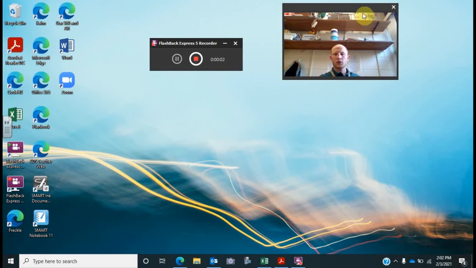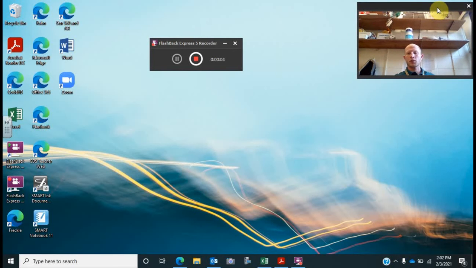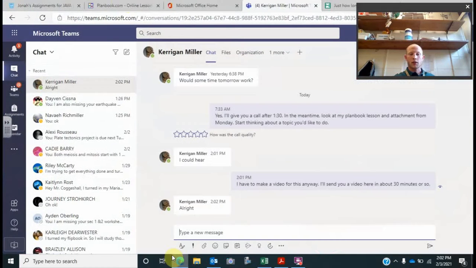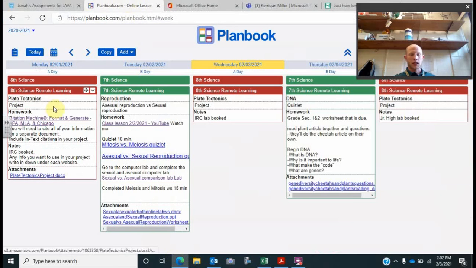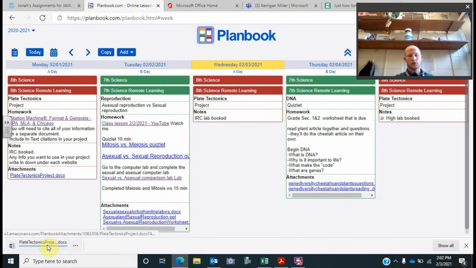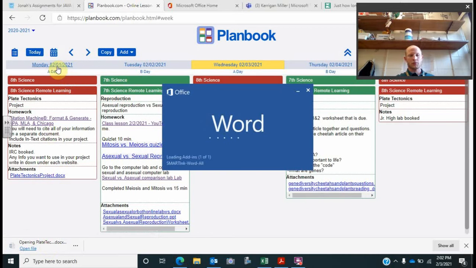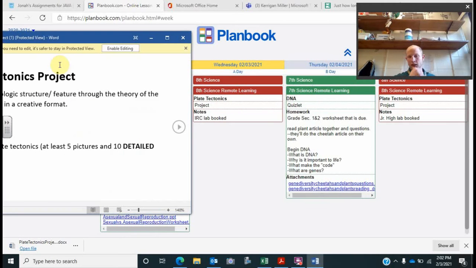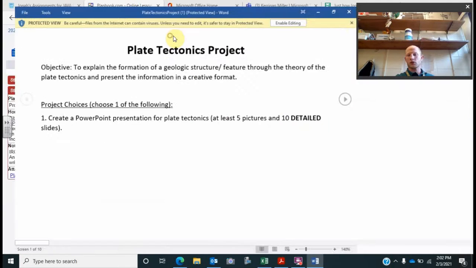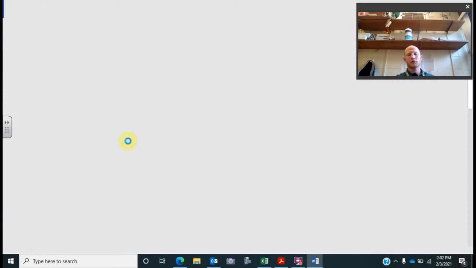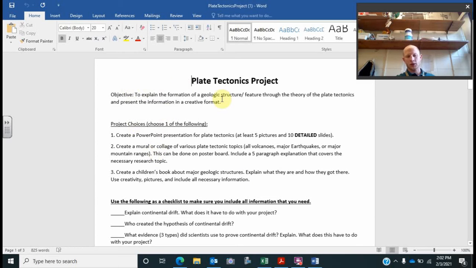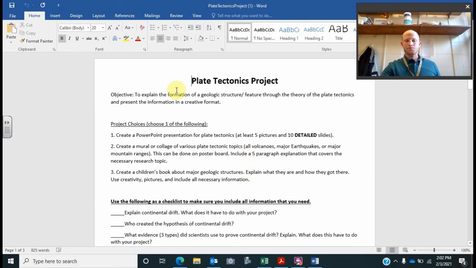All right. So if you're watching this, this is for our plate tectonics project. So where we need to go here is Monday. In class, we started this on Monday. And here's the rubric. Here's the project. I click here. That's the attachment underneath Monday, February 1st. As I go on here, this is all for you. You guys need to have this. You need to be looking at this project rubric right here the entire time that you're doing the project.